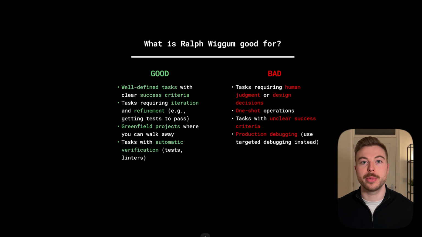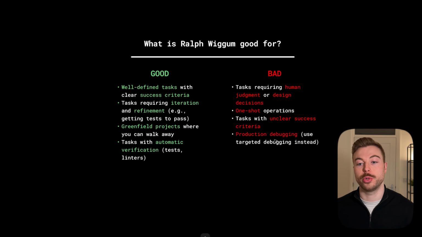Well, that's why I mentioned the PRDs and having a really clearly defined task for it to complete. Because it's really good at those well-defined tasks, clear criteria, iteration and refinement, greenfield projects, and automatic verification, i.e. tests, user case stories, all of these different things it can do and verify if it's achieved that output correctly.